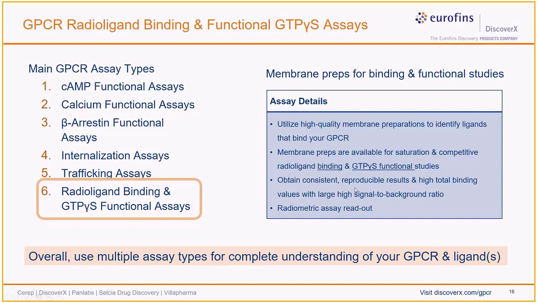So either one of those, they're highly reproducible results, high total binding, etc. But it is a radiometric readout type of assay. Overall, use all these multiple different assay types to have a full, complete understanding of your GPCR and therapeutic or ligands of interest.